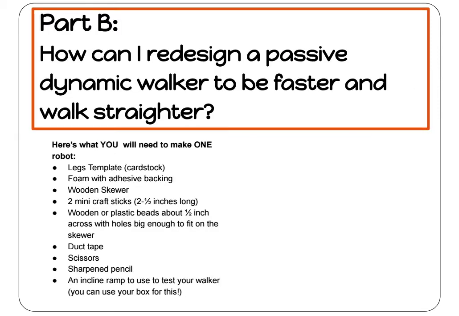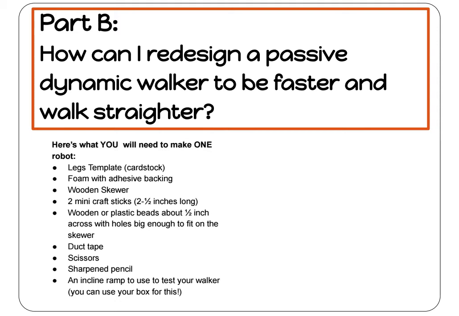Now that you've made a basic walking robot, let's try to make a second one that moves faster and walks straighter. Think about what problems you had with your first one. How can you redesign it using the same or different materials? What changes need to be made? What needs to stay the same? Does it need different sized legs? Maybe more legs? Maybe more beads? This is your time to engineer your own robot.